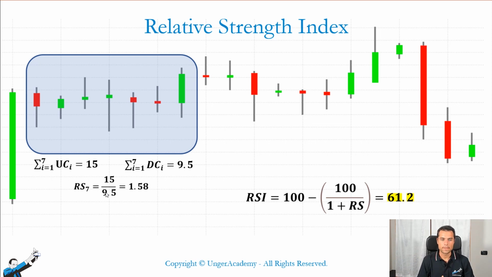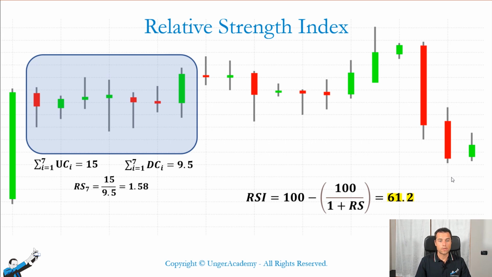Let's see what happens when we set the RS equal to 0 in this formula. We get 100 minus 100 divided by 1 plus 0, equal to 100 minus 100. So the relative strength index is equal to 0. So 0 identifies a maximum oversold threshold because in this case we have 7 consecutive down closes.